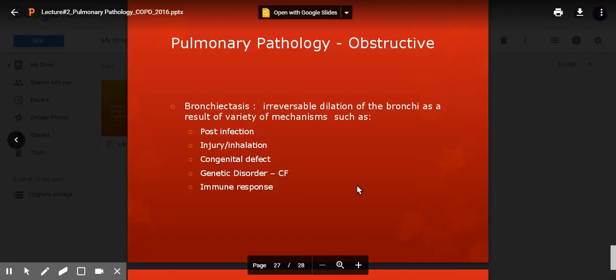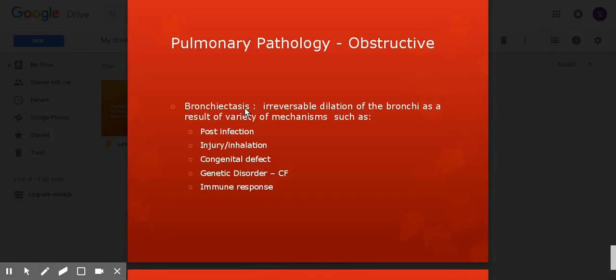Finally, I will talk about bronchiectasis very briefly. Bronchiectasis is listed as a restrictive/obstructive lung condition. It is the irreversible dilation of the bronchi as a result of a variety of mechanisms, such as post-infection, injury, inhalation, congenital defect, genetic disorders such as cystic fibrosis, or the body's immune response. I will refer you to the Hilligus text. There's a couple of pages in there in chapter 6 discussing bronchiectasis.